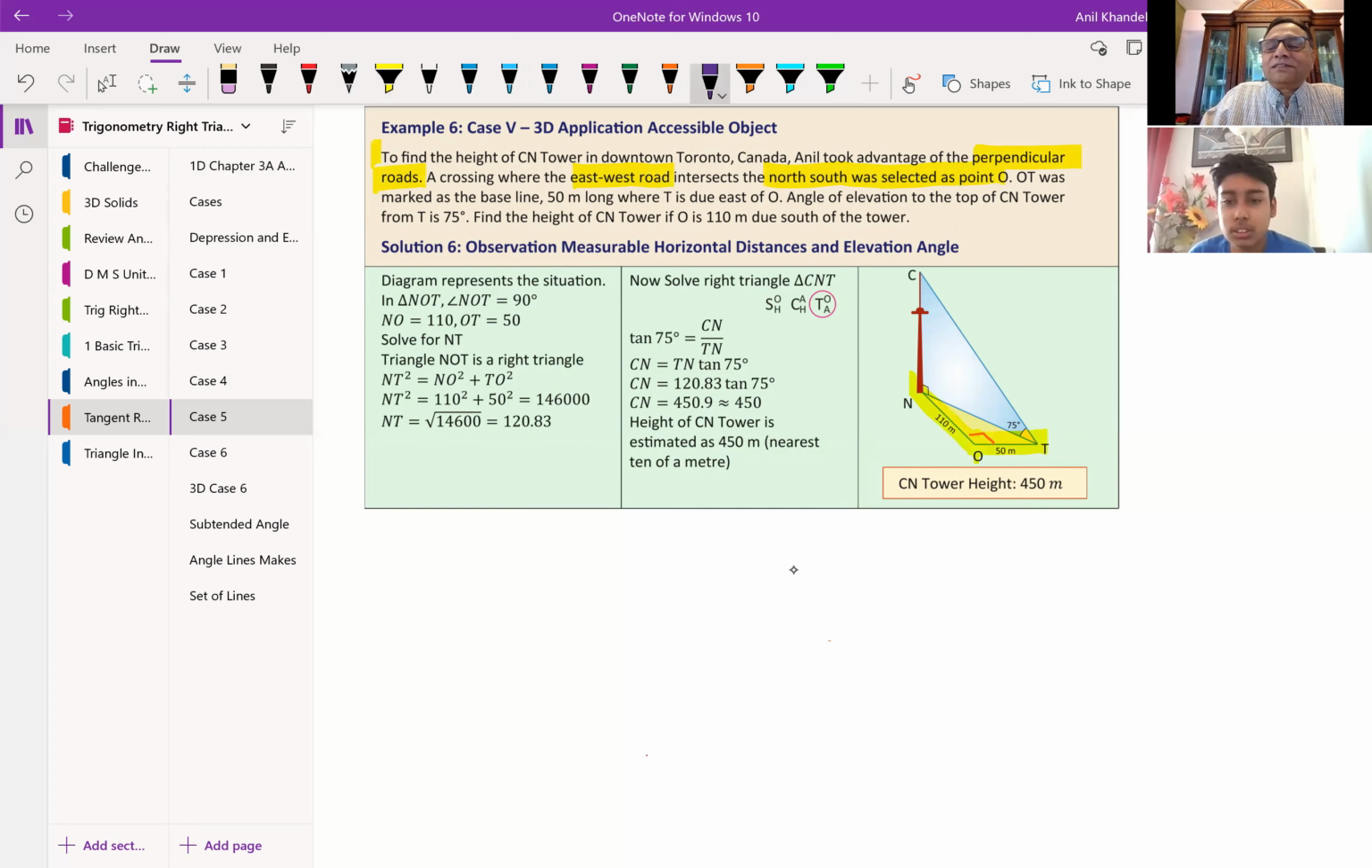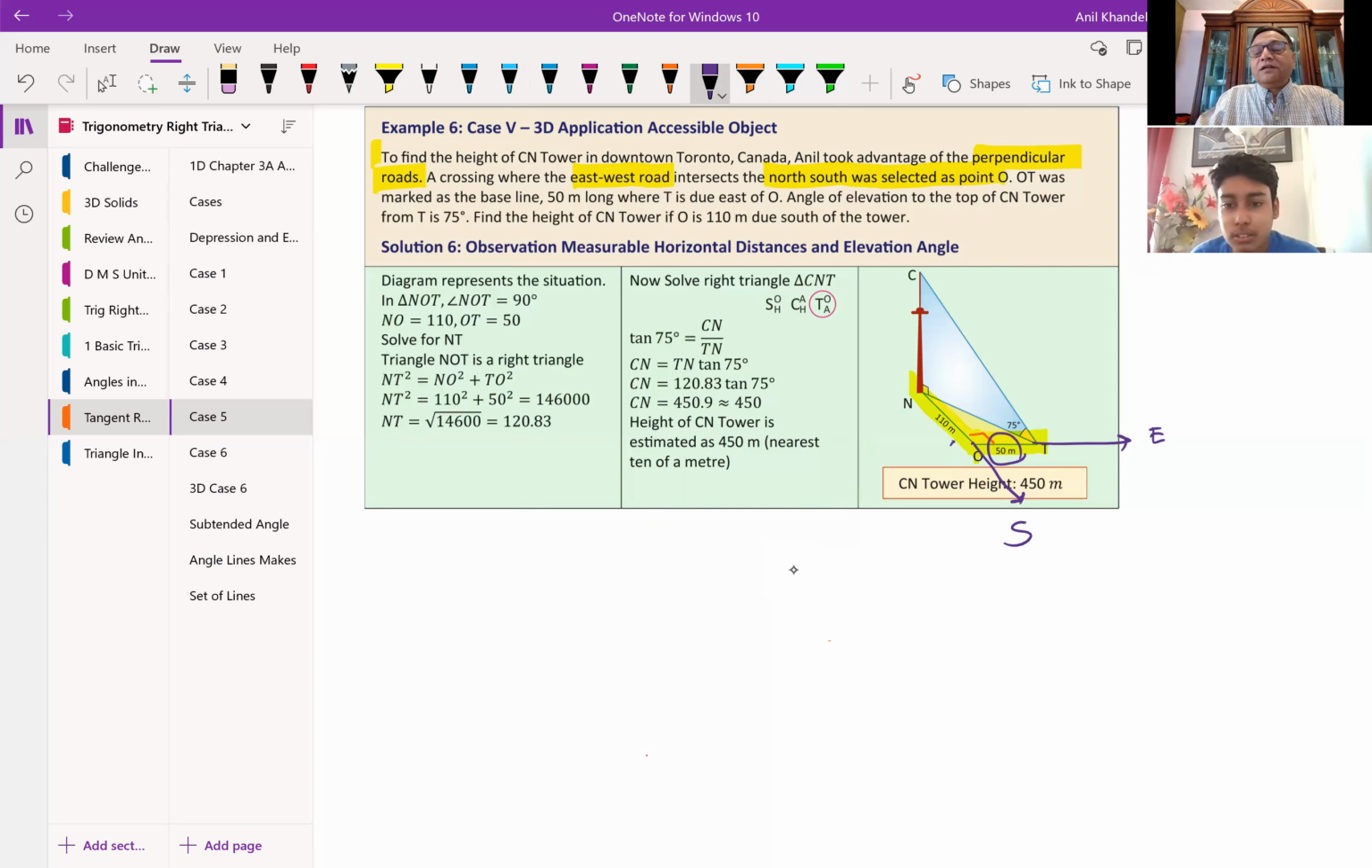So this is going to south, right? This is north-south, right? This is going to south and this is going to east, correct? Yeah. And therefore the angle in between has to be 90 degrees. You get the idea? Yeah. It's a 3 dimensional figure. Yes. Now read further. OT was marked as the baseline 50 meters long, where T is due east of O.